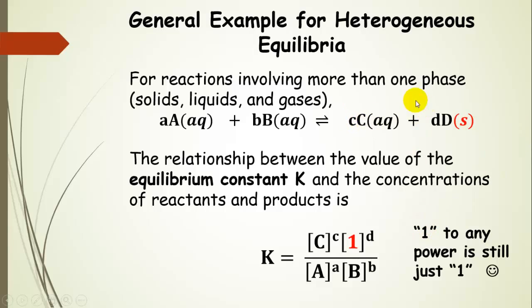So it would look very similar. Products over reactants, with each individual reactant or product raised to the power of its coefficient, and then we would put 1 in for this pure solid. And of course, it doesn't matter what the coefficient is because 1 to any power is still just 1. So that's the equilibrium constant expression for a heterogeneous system.